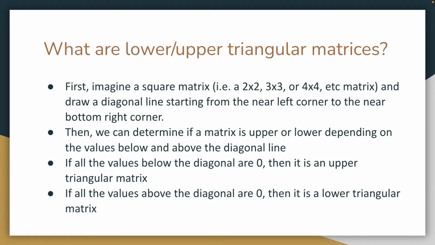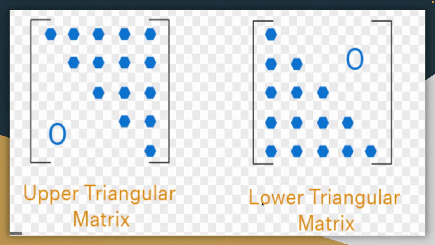If the values below the diagonal line are 0, then we call that an upper triangular matrix. If the values above the diagonal line are 0, then it's a lower triangular matrix. Okay, so let's look at an example.